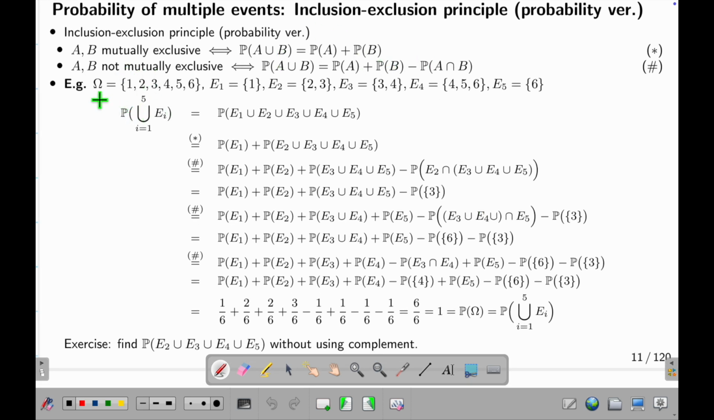So again, omega sample space 1, 2, 3, 4, 5, 6. You can think of this as tossing a 6-sided die. E1 is 1, E2 is 2, 3, E3 is 3, 4, E4 is 4, 5, and E5 is 6. And then I want to count the probability of E1, E2, E3, E4, E5. If you take the OR of all of these, it gives you back 1, 2, 3, 4, 5, 6. So of course it is the sample space. This is just me showing that you can do this by the sum rule and inclusion-exclusion principle to get the same result, which is nothing new. It's the same as set theory. It's the same as combinatorics. So I will skip this.